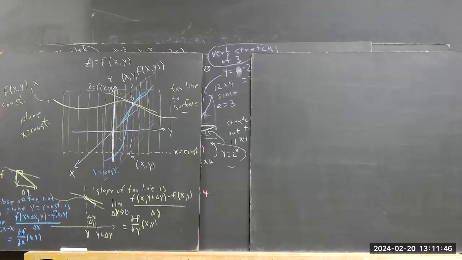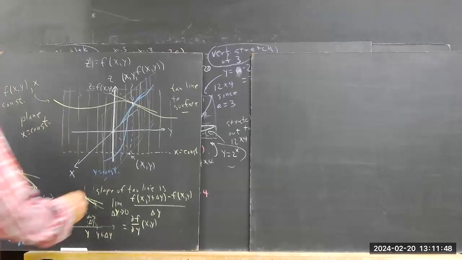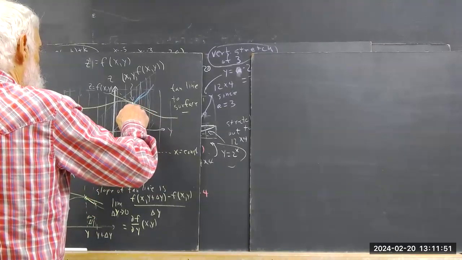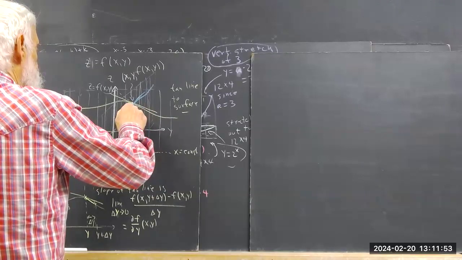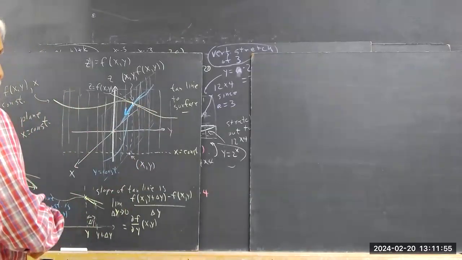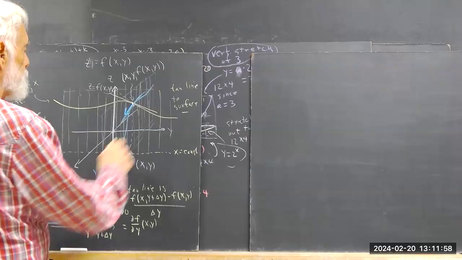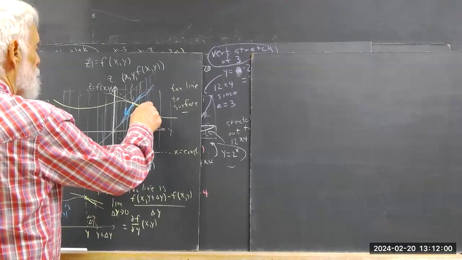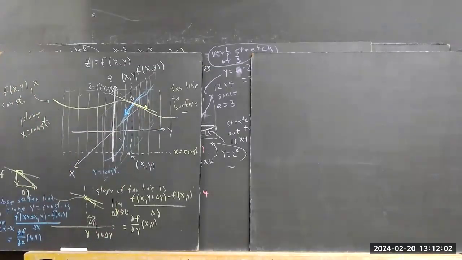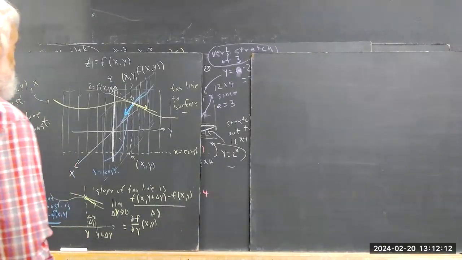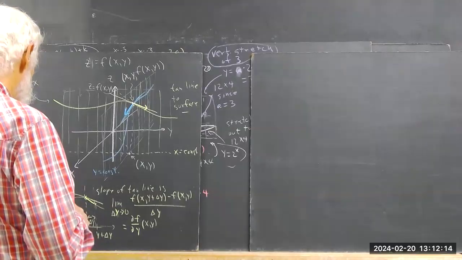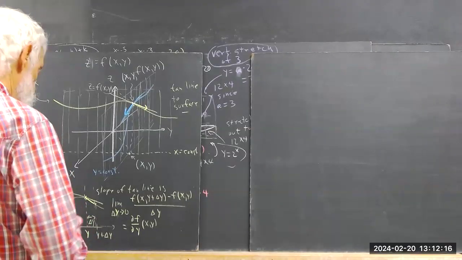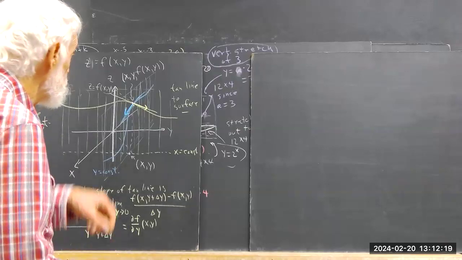Now I added a couple of things. I added a vector along the tangent line in this direction and a vector along the tangent line in this direction. And that gives me a normal. I'm going to draw it since we got this context.